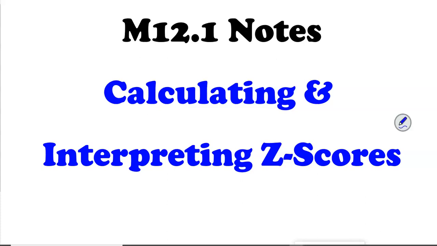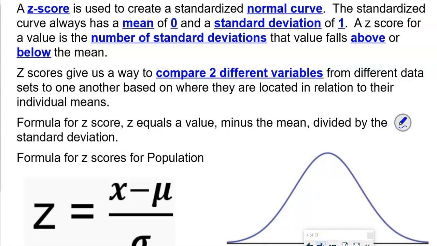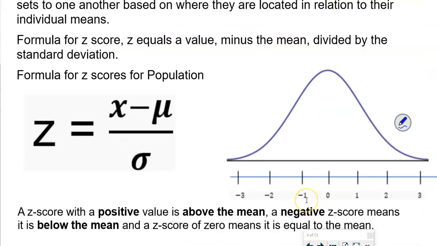So in this video today, we're going to talk about how to calculate and interpret z-scores. A z-score is used to create a standardized normal curve. So the standardized curve always has a mean of 0. If you look down here at our curve, we have our mean right here of 0.